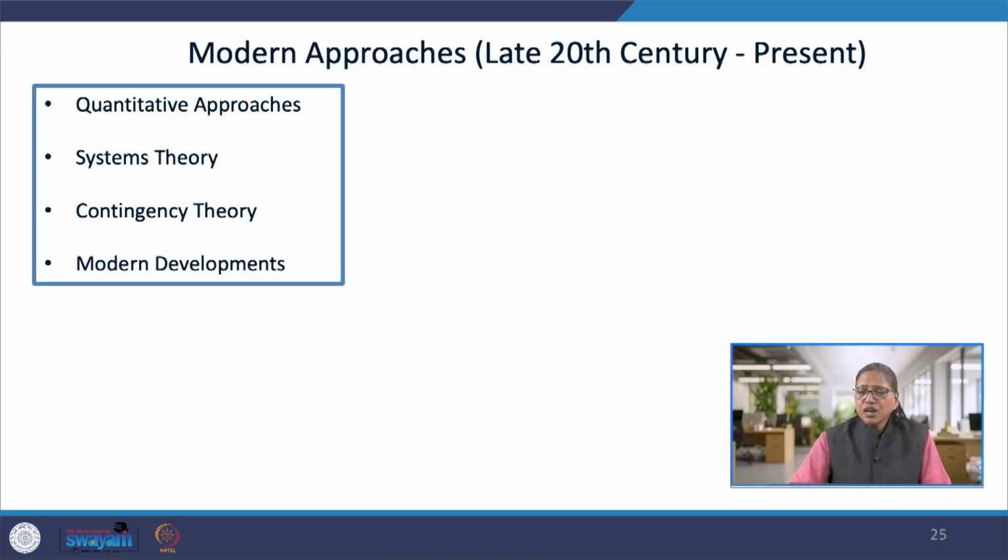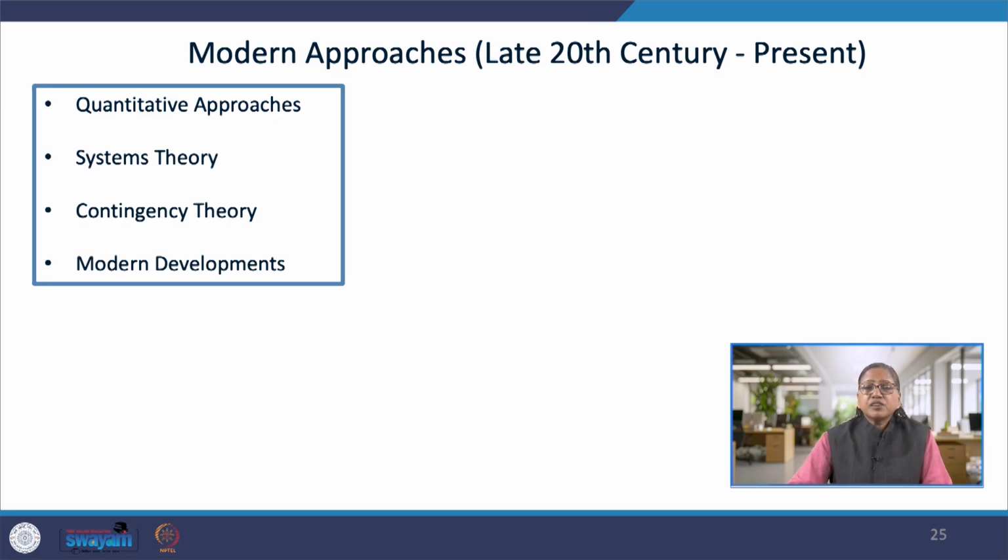The quantitative approach to management utilized mathematical models, statistics, and computer simulations to aid in decision making and problem solving. Systems theory viewed the organization as a complex system with interconnected parts, emphasizing the importance of understanding how different elements interact with each other so that organizations are able to perform most effectively. Contingency theory emphasized that the most effective management approach depends on the specific situation and context. In each context, an organization would behave differently.